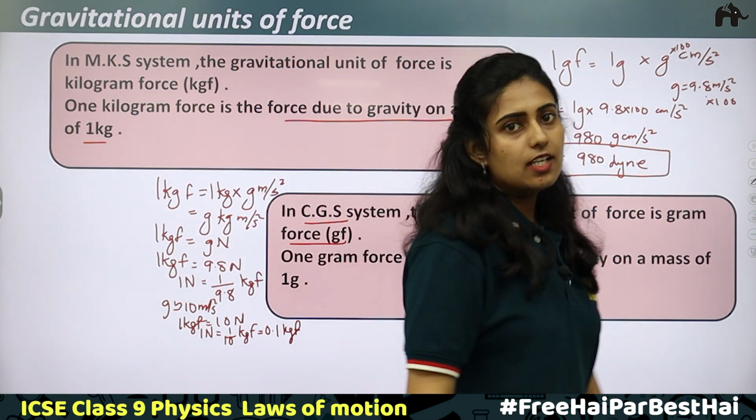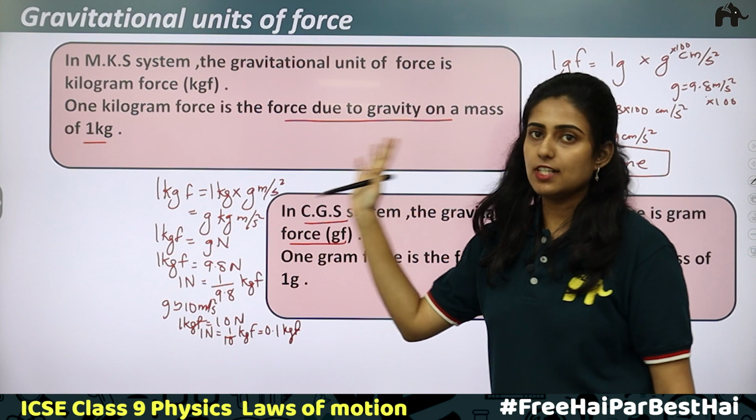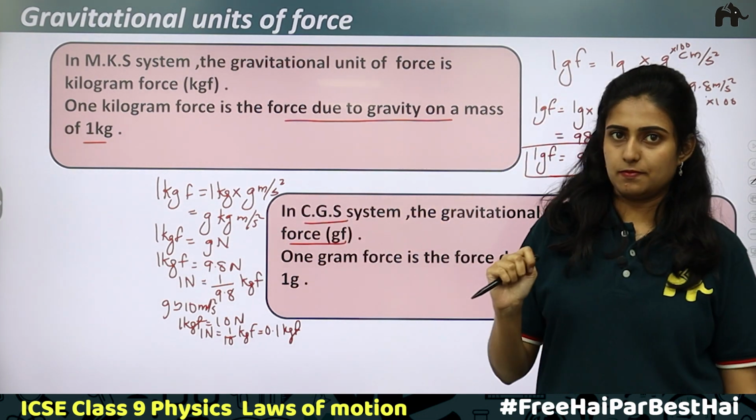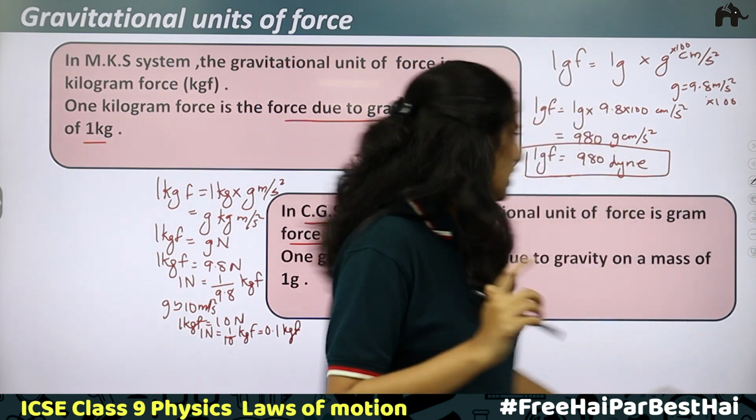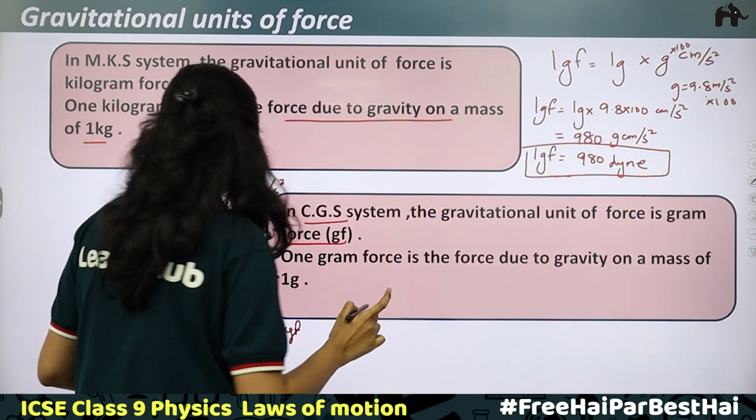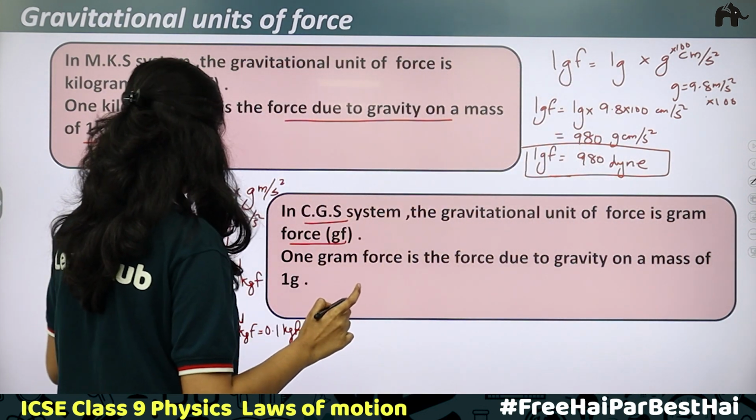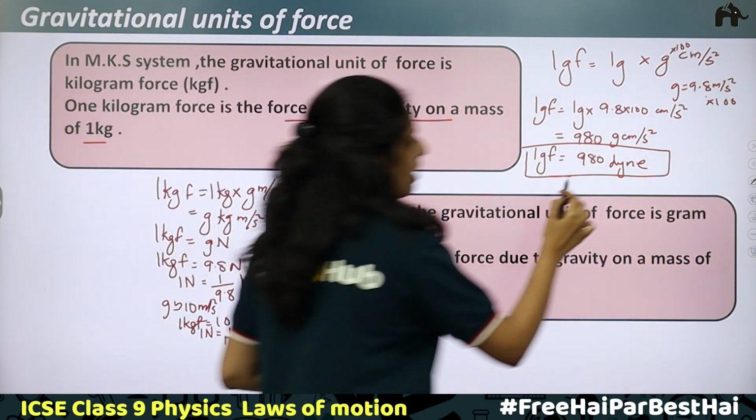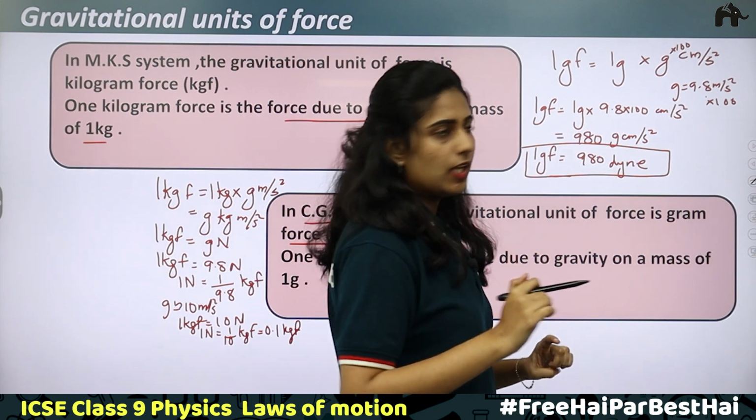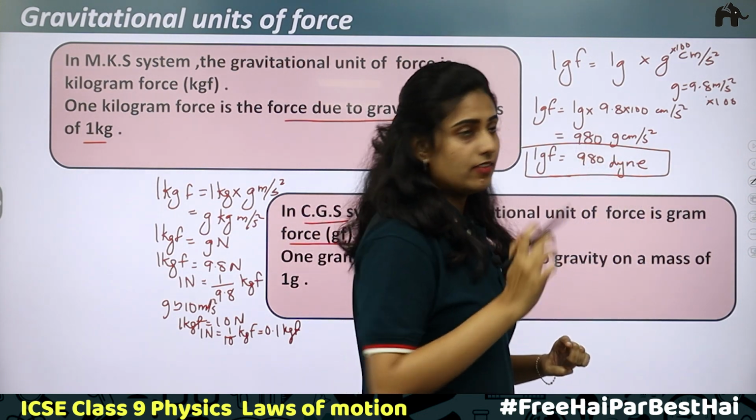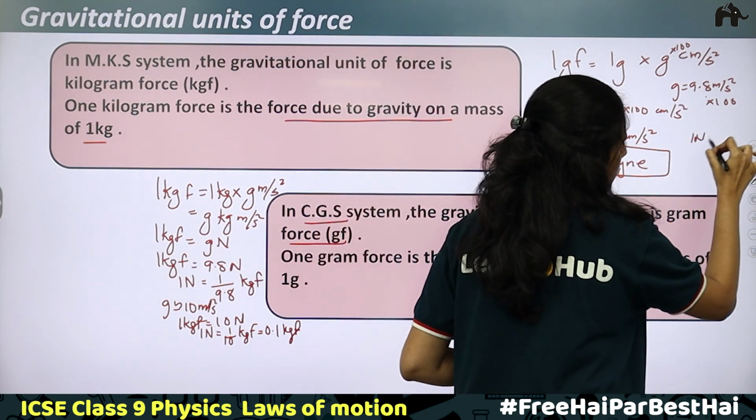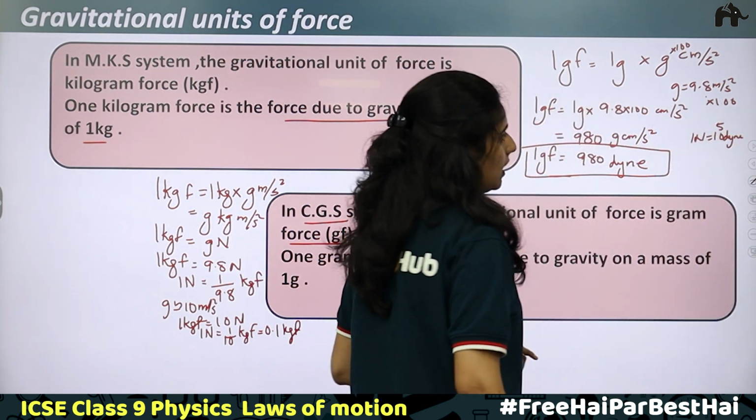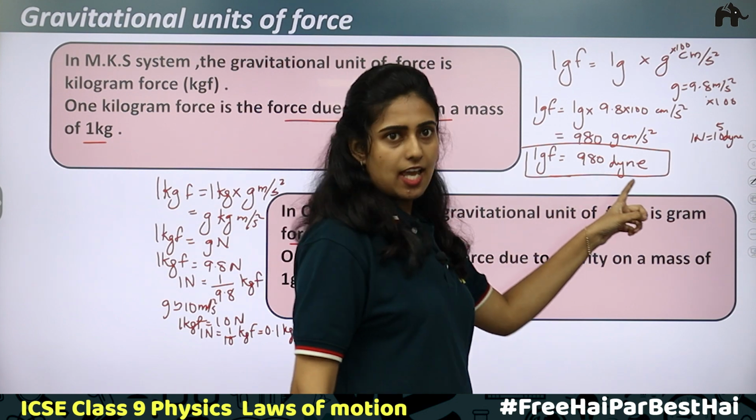Okay, so these are the two units. One is kilogram force and the other is gram force. We know the conversion also. We are getting 1 kilogram force is equal to 9.8 Newton. So here we have 980 dyne. Okay, so what is 1 dyne? We have 1 Newton is equal to 10 raised to 5 dyne. So here we have 980 dyne.